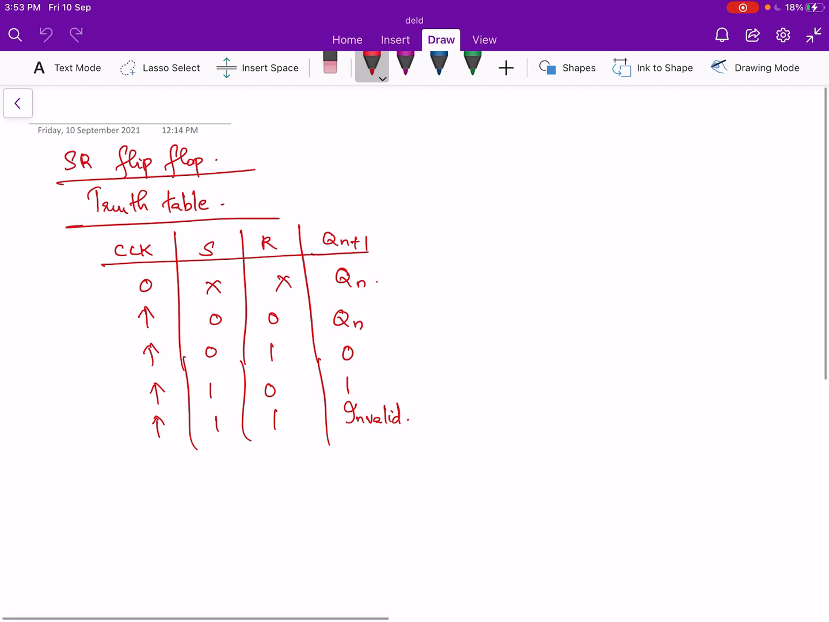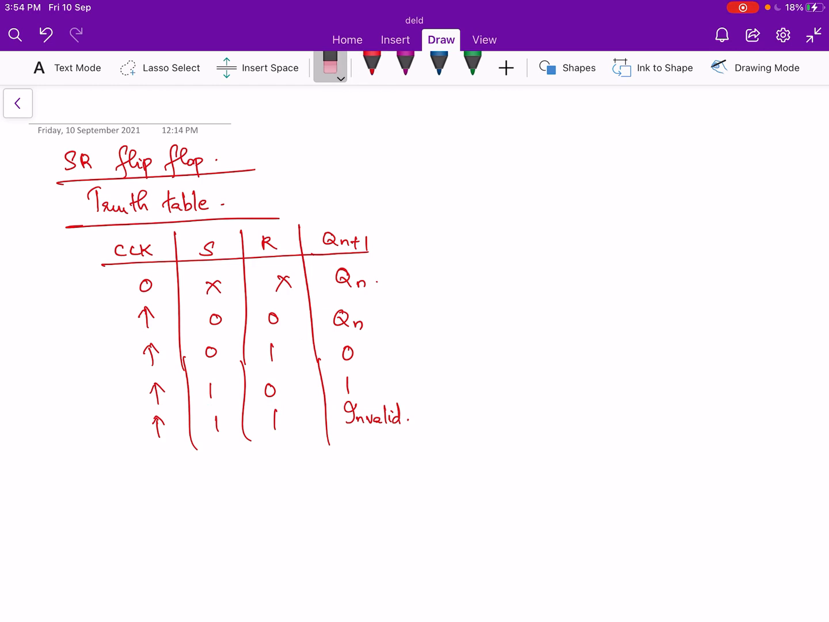And if S is 0 and R is 1, then the output Qn plus 1 will be equal to 0. That is, R is high, corresponding to that, the output will be reset, or it will be set to 0. And corresponding to S equal to 1 and R equal to 0, the output is high. That is, the set input is 1, so the output is set, or Qn plus 1 is equal to 1. And the 1, 1 condition of S and R is the invalid condition. So if S and R are 1, 1, then that will be invalid for an SR flip-flop.